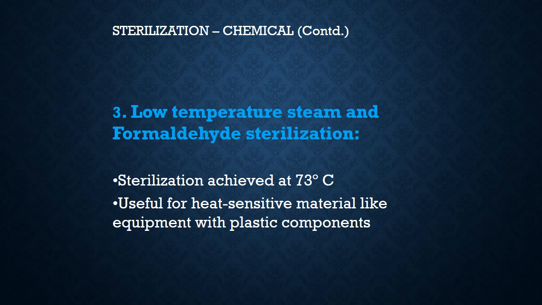Then there is low temperature steam and formaldehyde sterilization, meaning thereby that you are not using high temperature steam and you are adding formaldehyde fumes to this steam to achieve sterilization. Sterilization in this case is achieved at just 73 degrees centigrade, and it is useful for heat sensitive material like equipment with plastic components. These autoclaves or these ovens are different to the high pressure, high temperature autoclaves.